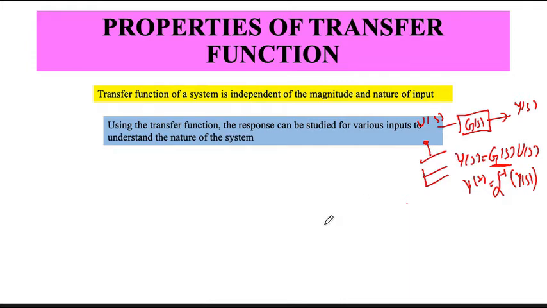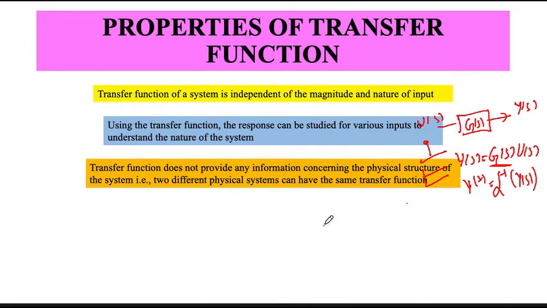Well, now the transfer function is unique, so give me a transfer function. Can I say what kind of system this is? Can I say whether it is a car, a bus, an aircraft or whatever? Well, the answer is no. The transfer function does not provide me any information concerning the physical structure of the system, which means that two different physical systems can have the same transfer function.